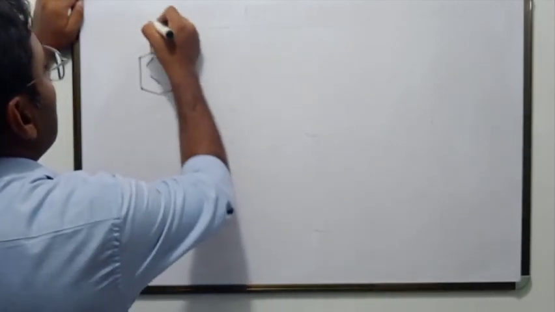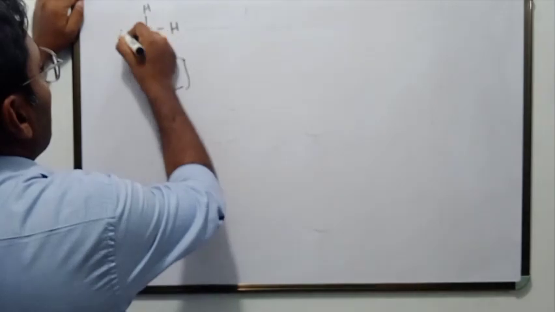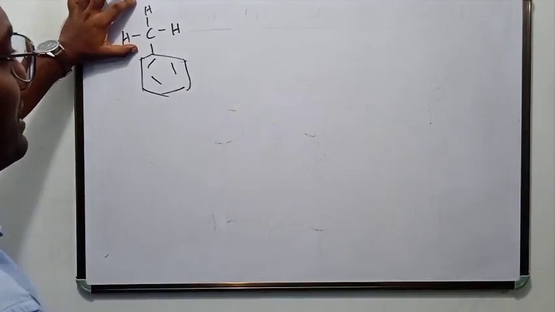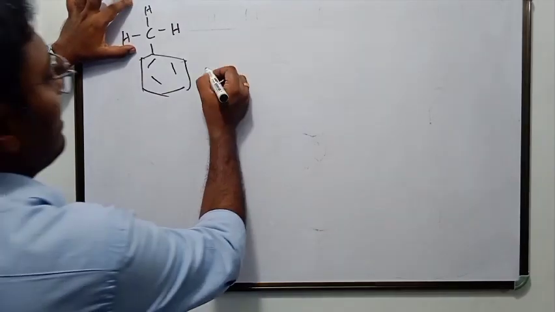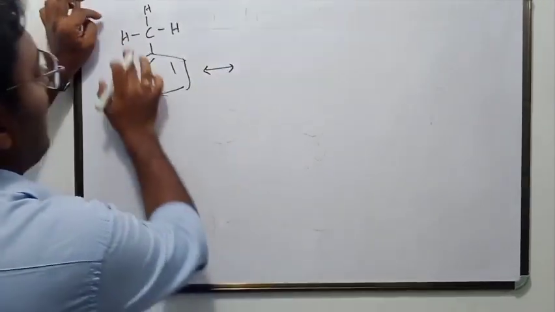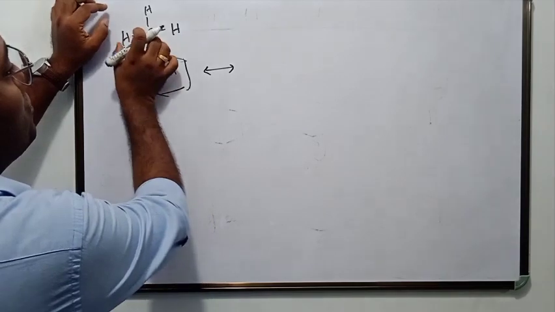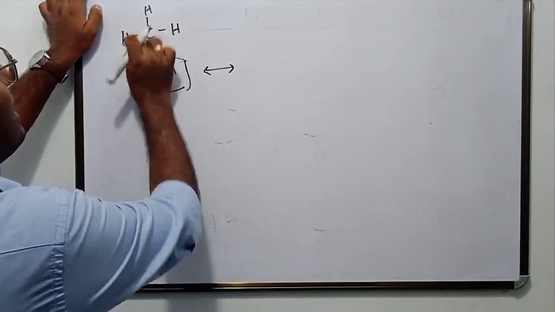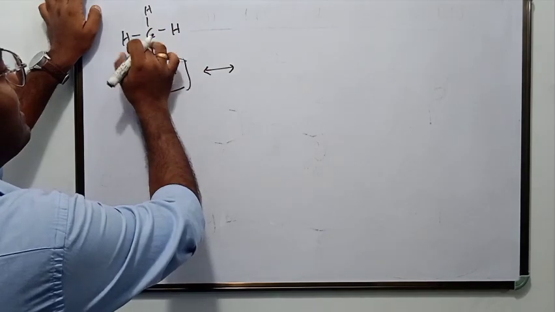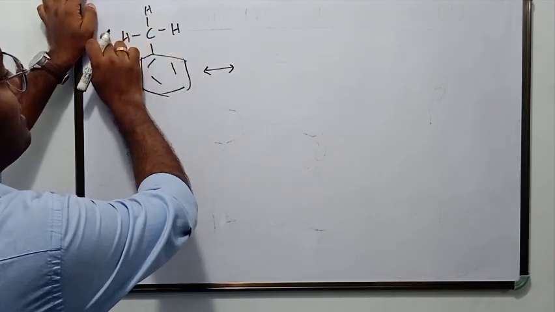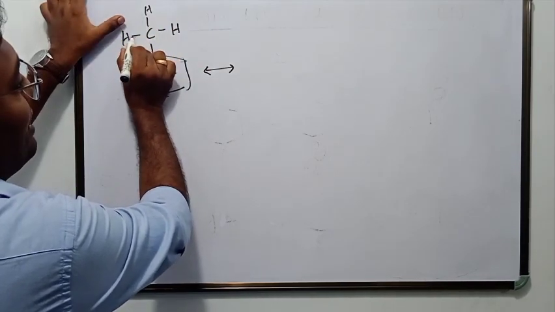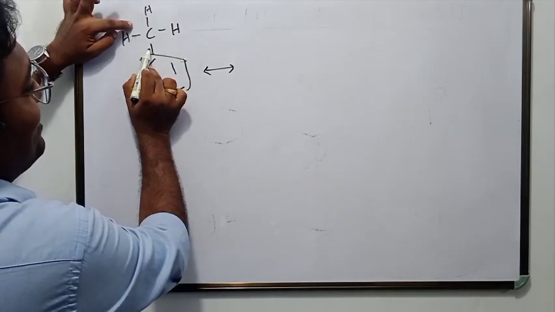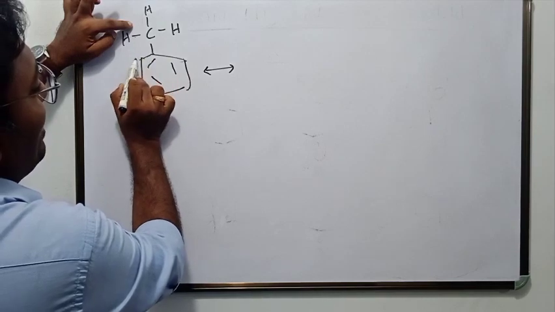So this is toluene, correct? The primary substituent is the CH3 group. Now what happens here? This C-H bond assumes a no bond character. What is a no bond character? It breaks this bond. This becomes H plus. And this pair of electrons, are you seeing it? Yes. This pair of electrons goes here.